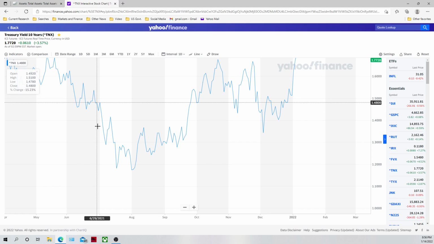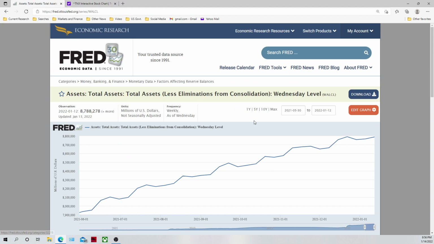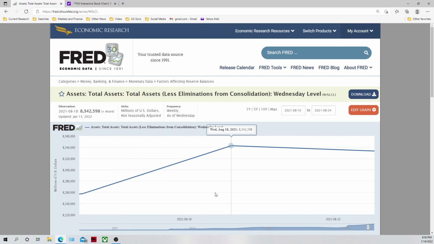Okay, so you can go on the graphs, you can go on the charts, and you can find all of these correlations, and it's really apparent what's going on. So my epiphany is this. Look at the graph.